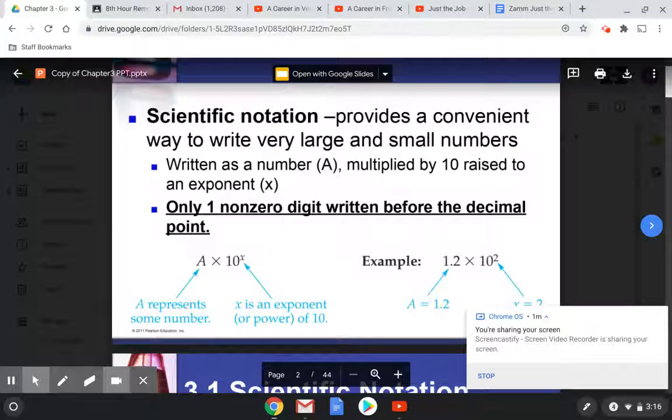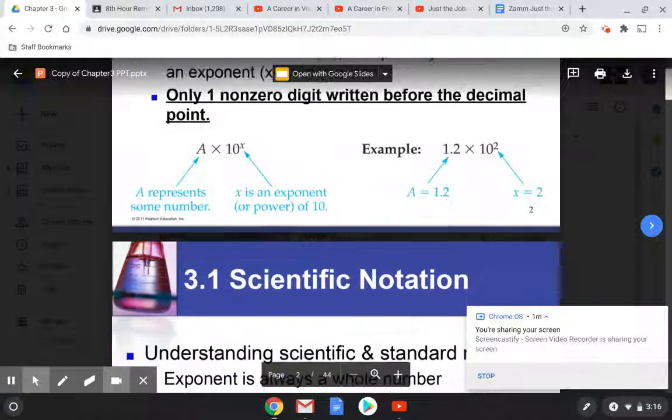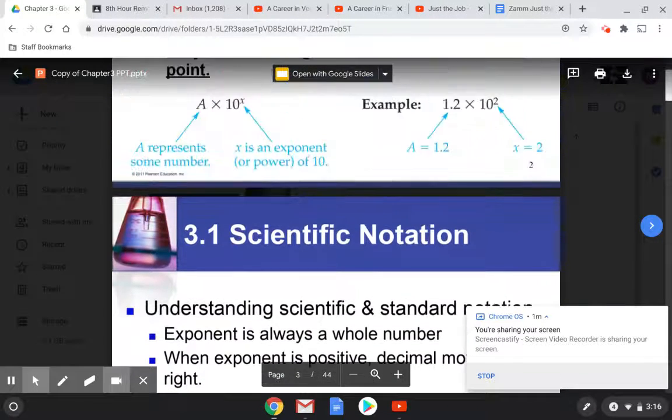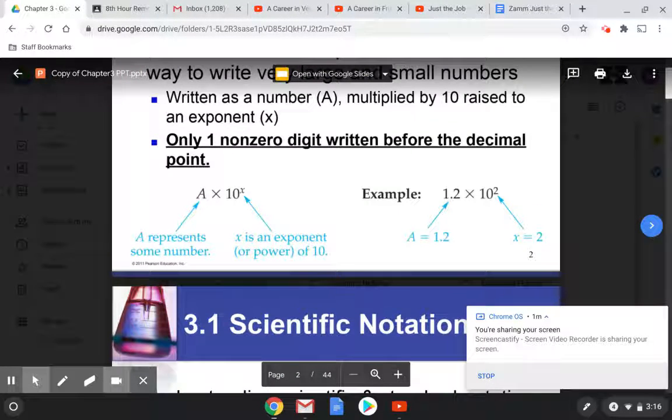But again, the A is going to represent some number, 1.2, and then you're going to do times 10. So essentially, going down, it's going to be 1.2. You're going to move over two places. It's going to be 120.